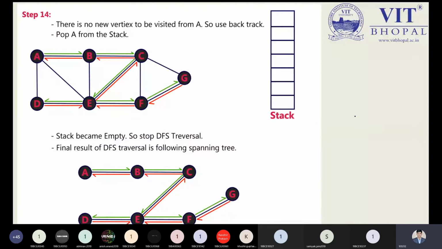Now we need to stop the traversing algorithm. Finally, the DFS we get is A, B, C, E, D, F, and G. This is the example of DFS traversal, and we can say this is a solution of the spanning tree of our graph by the DFS algorithm. Okay, now this is the example of the DFS. Is there any doubt?